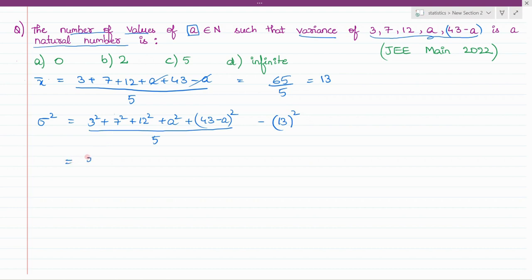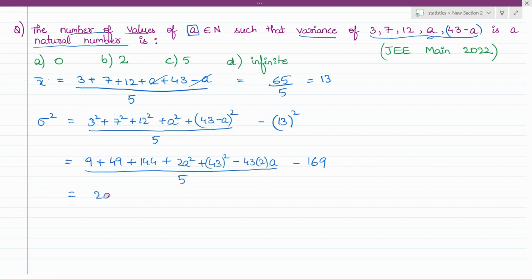From here we can write it as 3 square 9, 49, 144 plus here A square and A square will come out, that is 2A square plus 43 square minus 43 into 2 into A, upon 5, minus 169. So when you simplify it by taking LCM, you will get 2A square minus A plus 1 upon 5. Okay, now this is the variance we got.